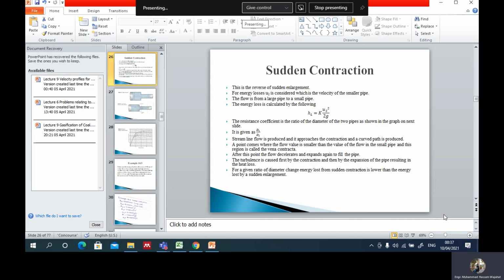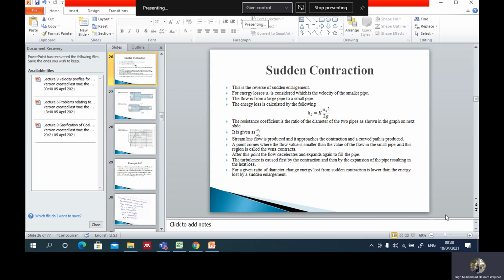अब इस पाइप में क्या होता है कॉन्ट्रैक्शन में? The turbulence is caused first by contraction, then by expansion of the pipe, resulting in the heat loss. So again, the resistance coefficient is caused by turbulence. But how is this turbulence created in sudden contraction? First is going to be caused by the contraction of the pipe.